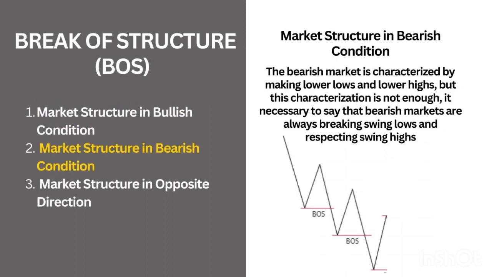Market structure in bearish condition. The bearish market is characterized by making lower lows and lower highs, but this characterization is not enough. It's necessary to say that bearish markets are always breaking swing lows and respecting swing highs. So every single time price is coming down, price has to be breaking the previous swing low, but it's going to be respecting the previous swing high. We discussed this also when we were discussing expansion and retracement. You understand? So that's just it. Every single time price is going down, it has to be breaking every previous swing low and also respecting every previous swing high.